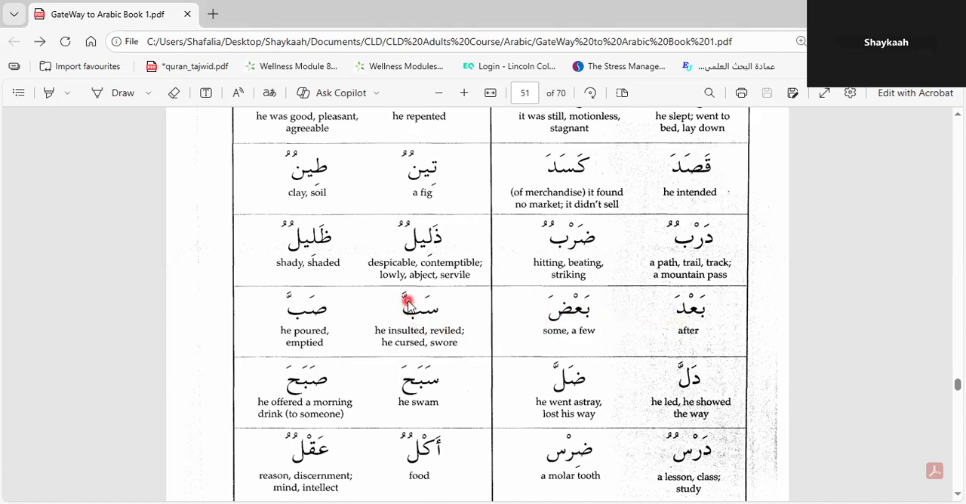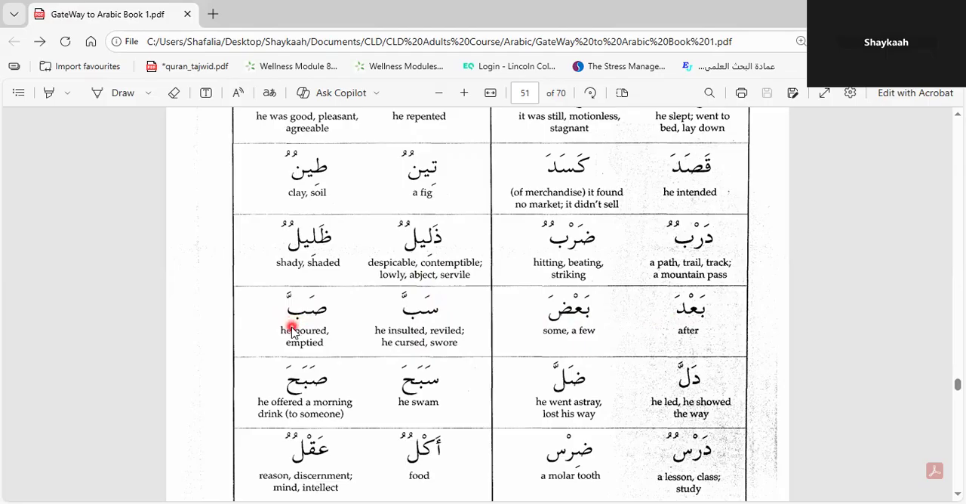Letter with the shadda, double ba. Remember, the first one is sakin, the second one has a fatha. So I'm going to say two ba, sabba, sabba. Here, the first ba is sakin, means it has no vowel on it. When I say sakin, I mean no vowel, it's silent.